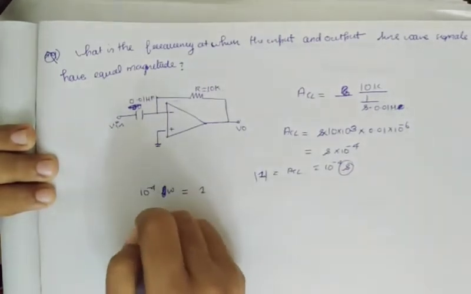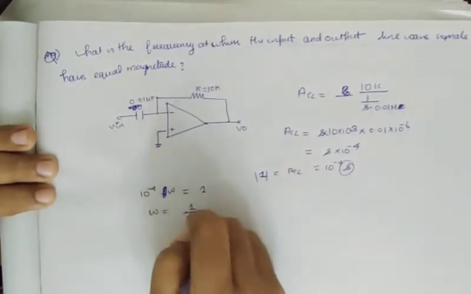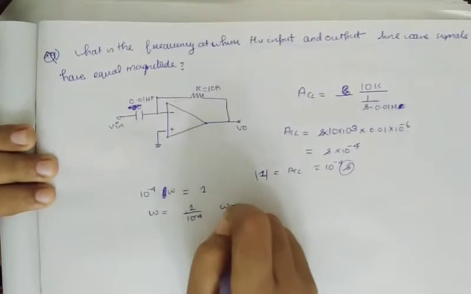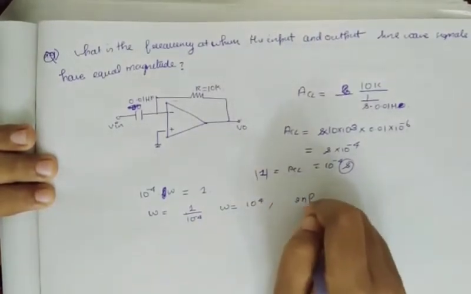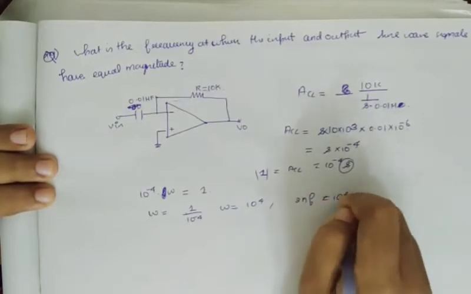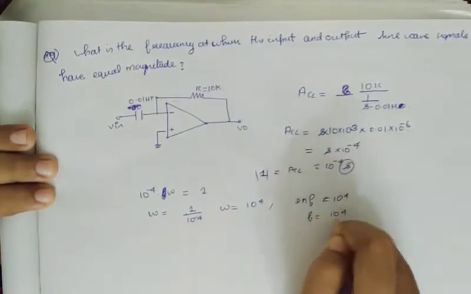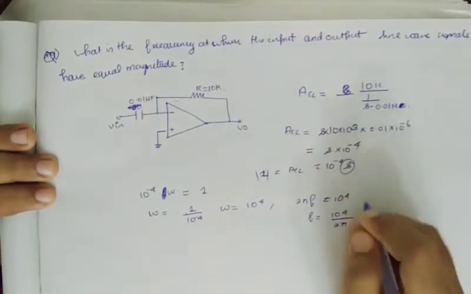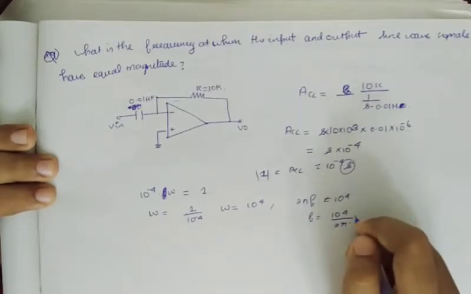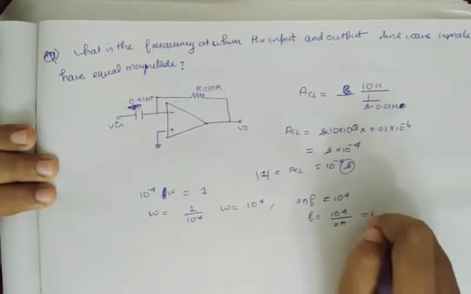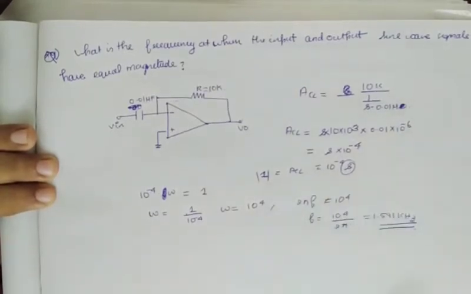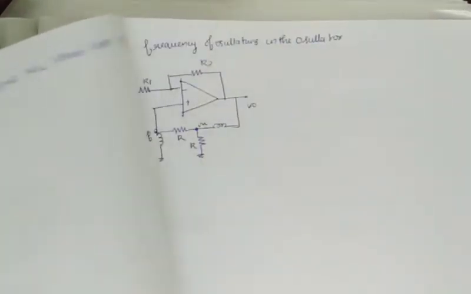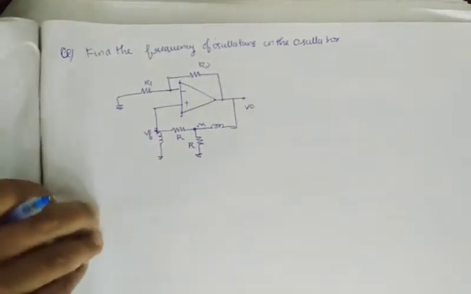So omega is equal to 1 divided by 10 raised to minus 4, or omega is equal to 10 raised to 4. Instead of omega we can write 2 pi f is equal to 10 raised to 4, and f is equal to 10 raised to 4 divided by 2 pi, which is equal to 1.591 kilohertz. Now let's do the next question.